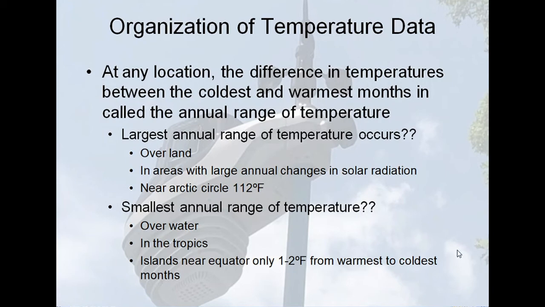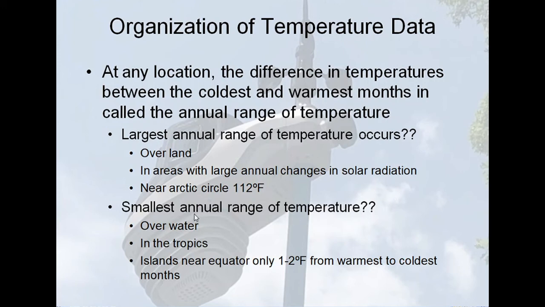An area with large annual changes in solar radiation. So if you're in a cloudy area or an area that gets fog all the time, here's an example: near the Arctic Circle with 112 degrees Fahrenheit. I don't know what that is. There are large annual changes. So the temperature change near the Arctic Circle is 112 degrees on an annual basis.